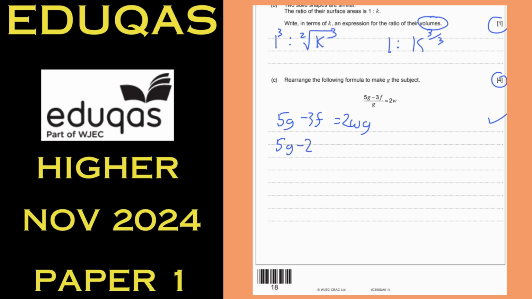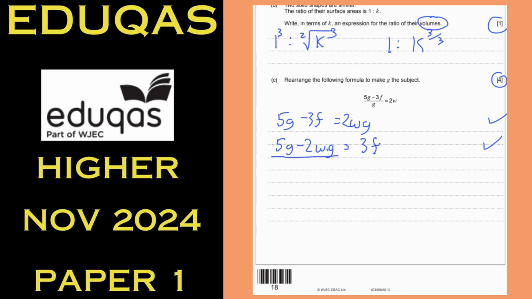Take away 2WG and add 3F by doing what's called isolating the G's. Getting the G's on one side earns you the 2nd mark out of 4. If you gathered them on the right hand side, it's also correct. You should just have the signs being the opposite way, so it should be positive 2WG minus 5G and so on. That should obviously follow through to your final answer anyway.